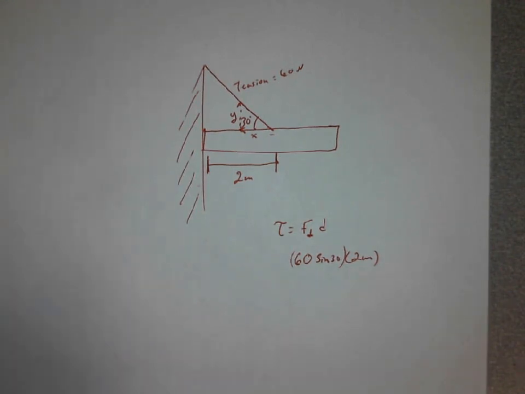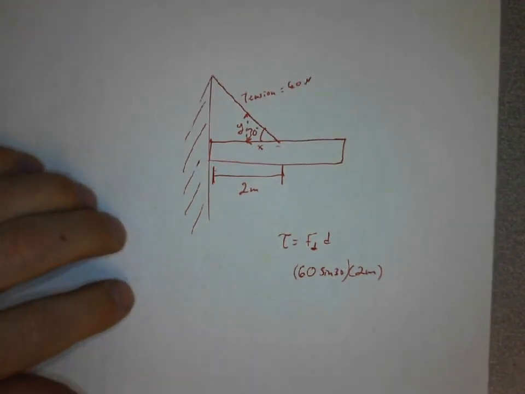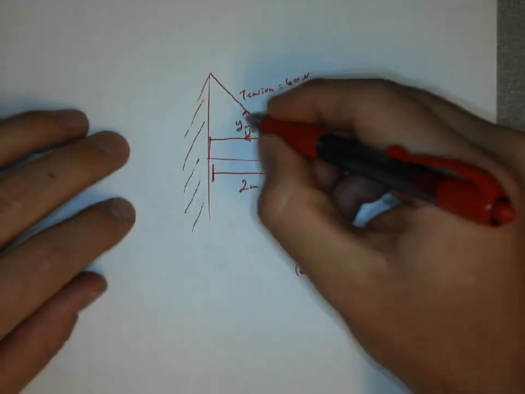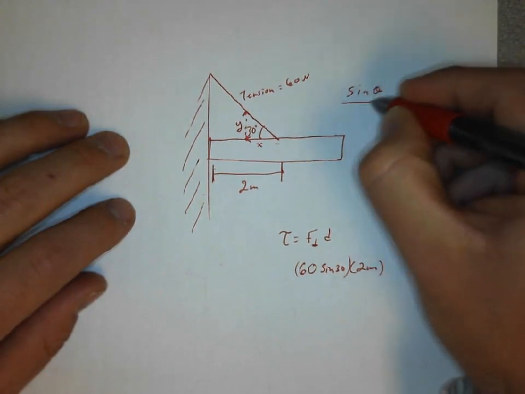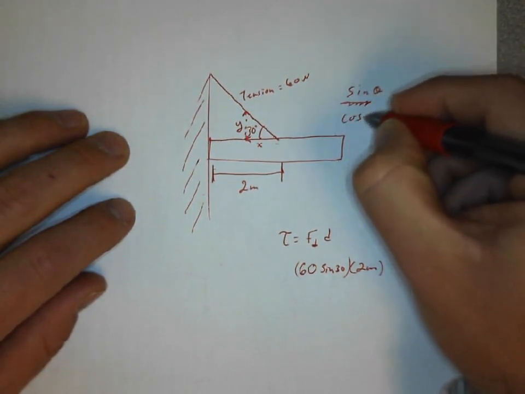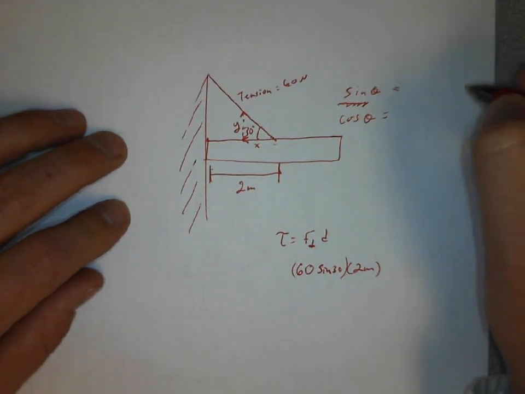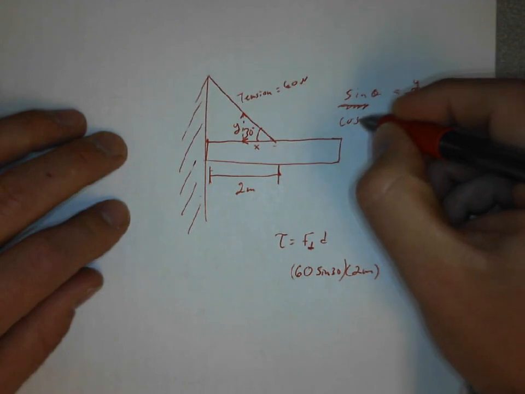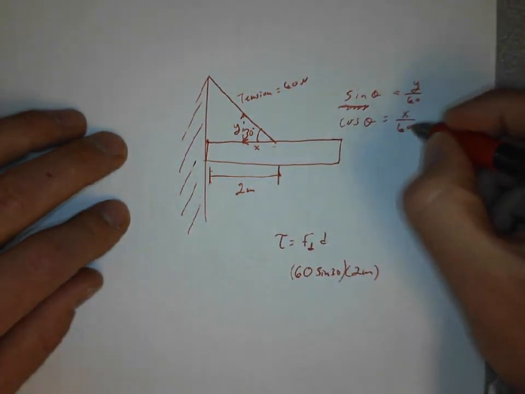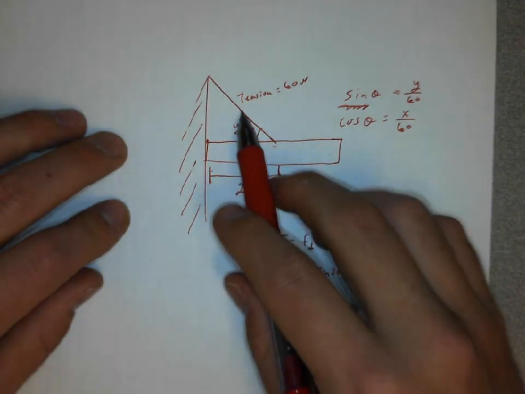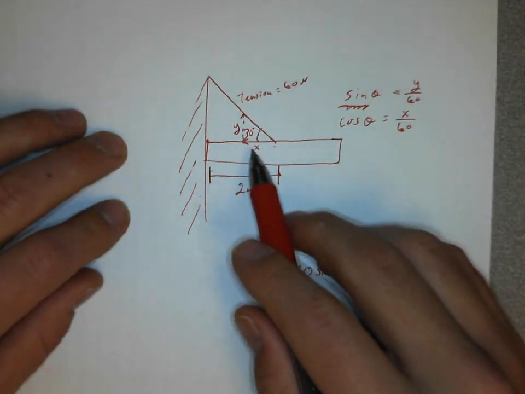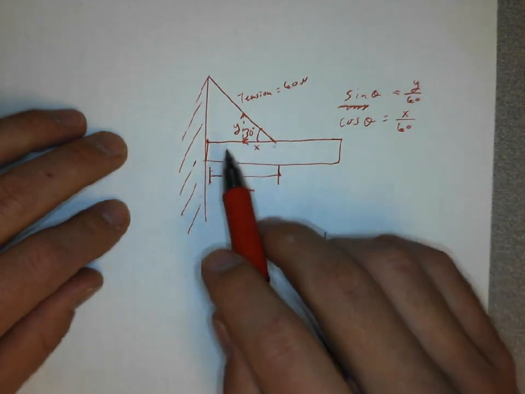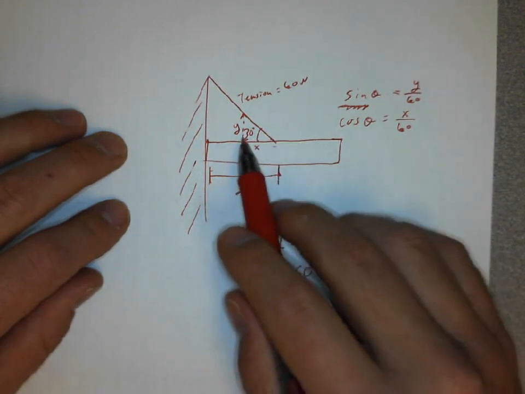And then once again, if you're wondering, why did you choose 60 sine 30? Well, you draw the triangle, and then you do sine of your angle and cosine of your angle. Sine of the angle is y over 60, and cosine of your angle is x over 60. In this case, I'm looking for the one that's going at a right angle from the bar. x is lying across the bar, it's parallel to the bar, so we don't want that one. We want the one that's perpendicular to the bar.